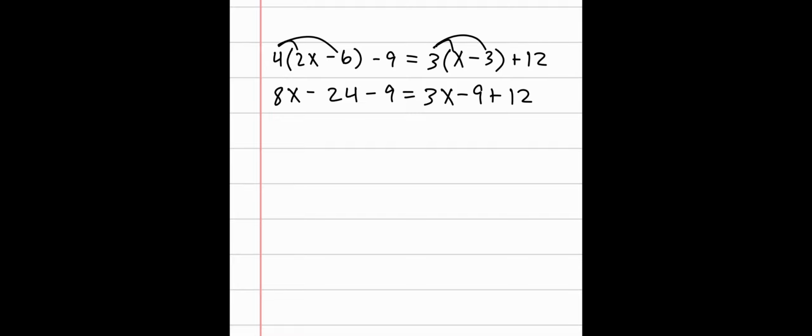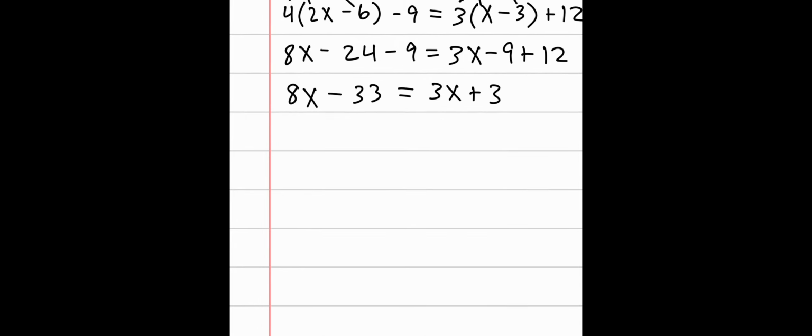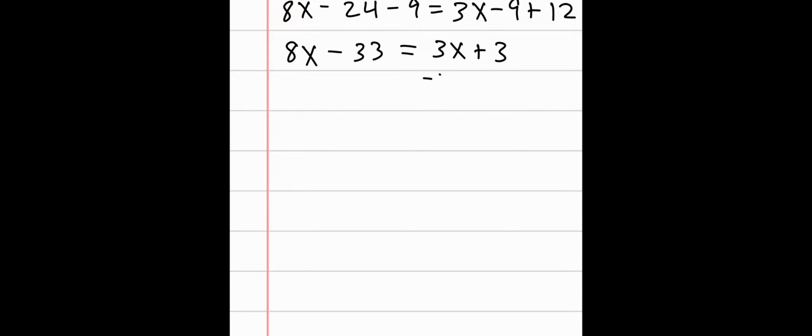Then I'm going to combine like terms, which just means I'm going to combine negative 24 minus 9. I can replace that with negative 33, right? And on the right side, negative 9 plus 12, that's just plus 3, right? Now I can move all my x terms to one side, so I'll subtract 3x from both sides. And I end up with 5x minus 33 equals 3. Now I'll add 33 to both sides to cancel out this negative 33, and I get 5x equals 36. Then divide both sides by 5, and I get x equals 36 over 5.